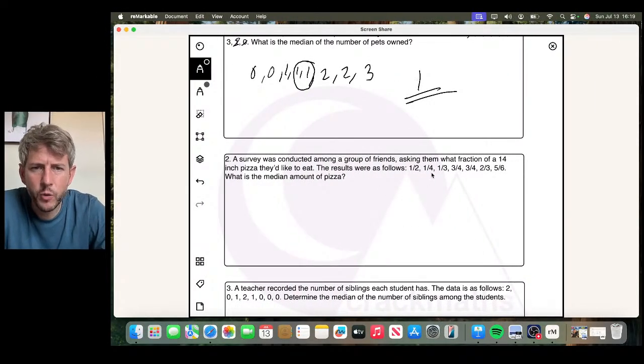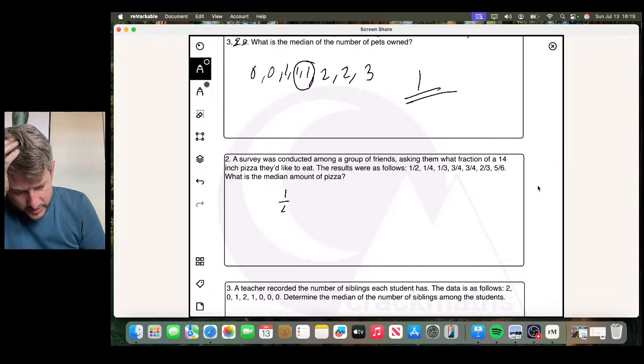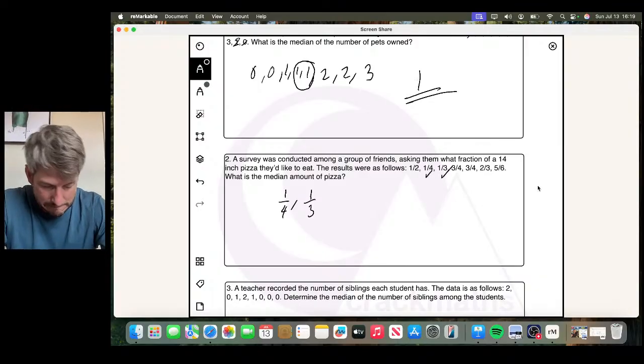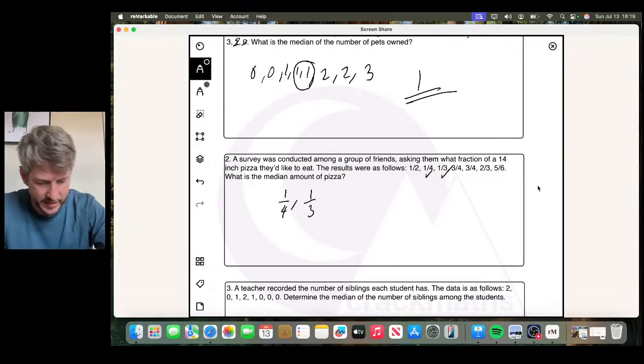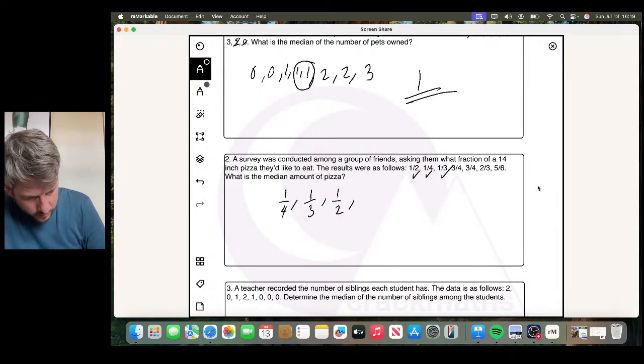Okay, so we have a half, a quarter, a third, 3 quarters, 3 quarters, 2/3, 5/6. So I've got to put these in size order. Okay, so a quarter is the smallest out of that. Then we've got a third. A half will be the next smallest because that's the only one that's still less than a half. Okay, and then it will be 2/3 because that's 0.66.